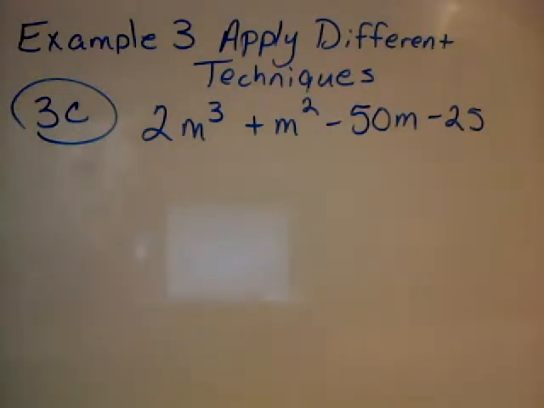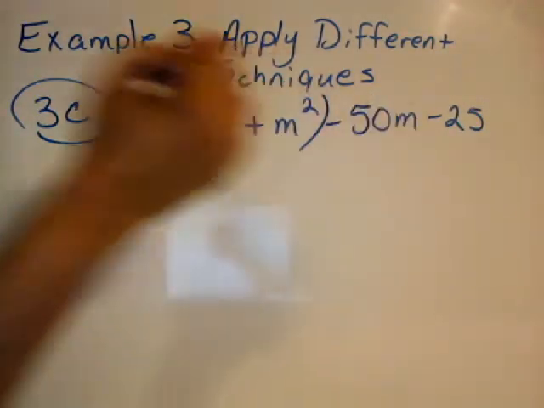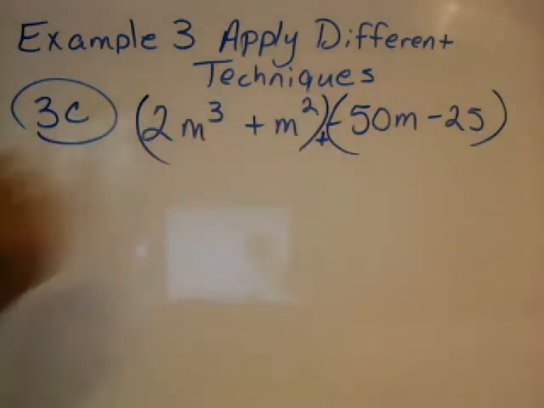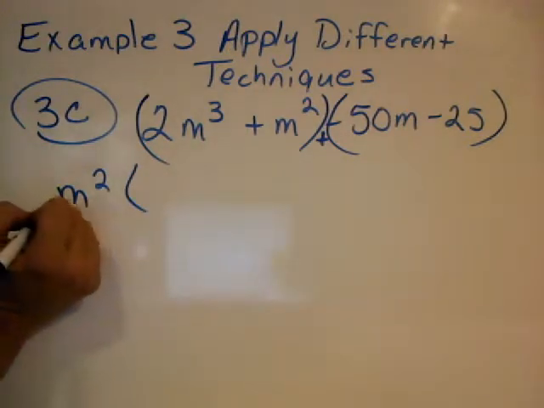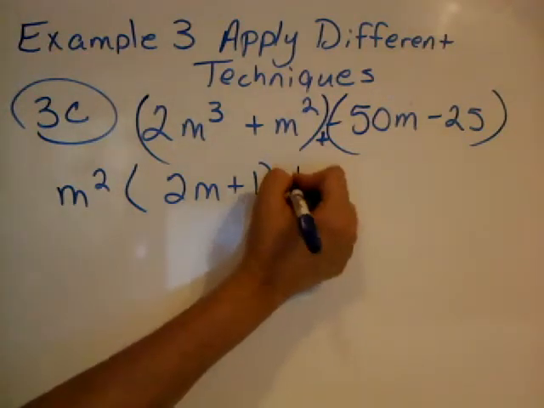Okay, in this example, again, you're going to want to reference back to lesson 8-6 if you need to, where we group things together so that we could pull out a common factor. This is read 2m cubed plus m squared minus 50m minus 25. Now, I'm going to group this with this. I'm going to have a plus sign in between there, so that I'm going to pull out here an m squared. And when I take out an m squared, it's going to leave me with 2m plus 1.